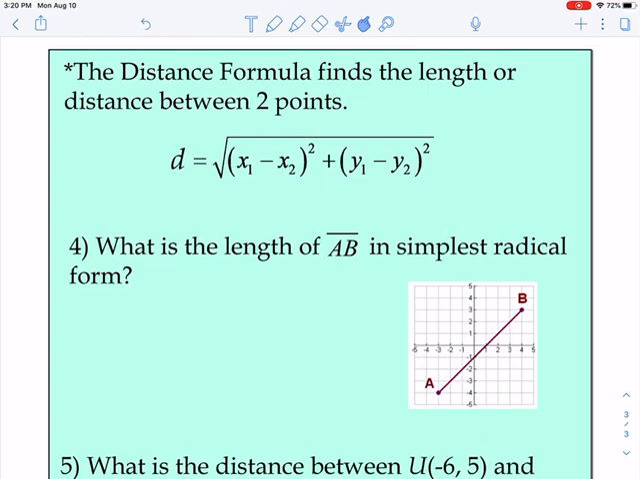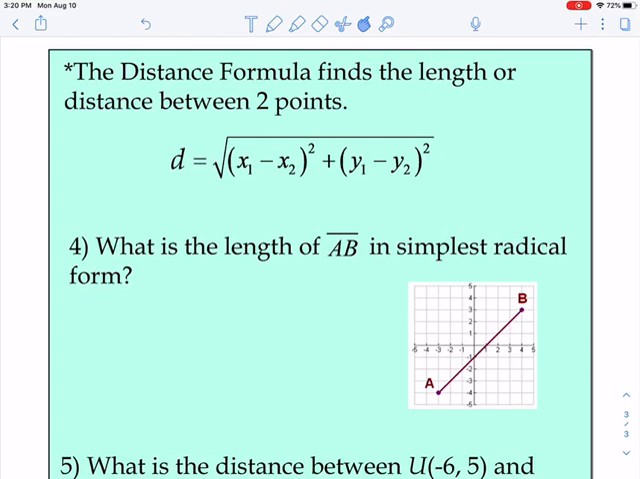I apologize. Okay, the distance formula is another formula that we're going to need to memorize. The distance formula is going to find the length or the distance between 2 points. And again, we're still going to keep talking about this x1, y1, x2, y2. So the distance formula is the square root of x1 minus x2 squared plus y1 minus y2 squared.